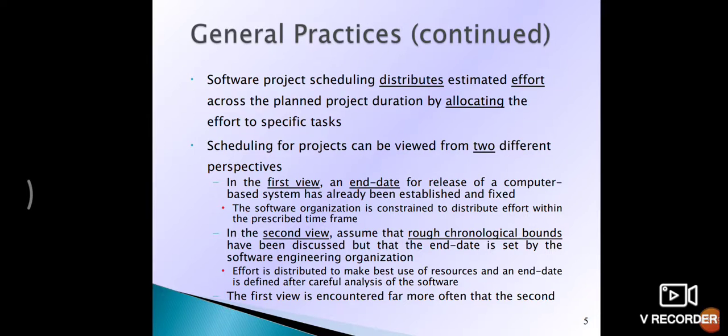Then software project scheduling distributes estimated effort across the planned project duration by allocating the effort to specific tasks. At first view, the end date for the release of a computer-based system has already been established and fixed. The software organization is constructed to distribute the effort. This is the very basics of general practices of project scheduling.